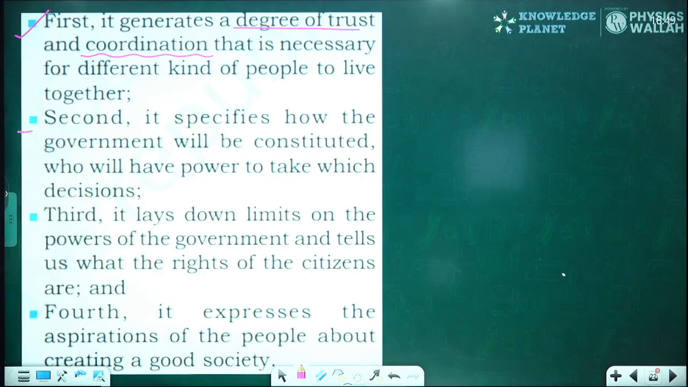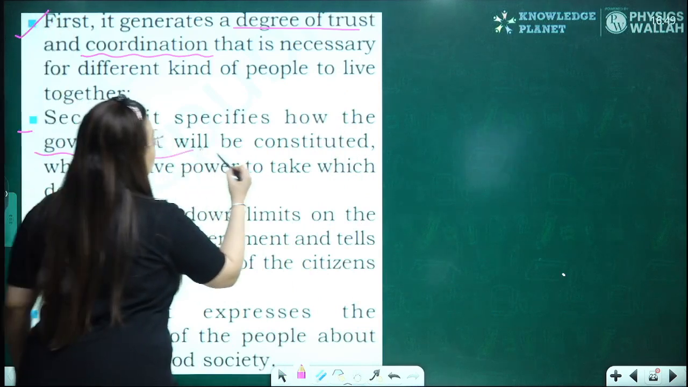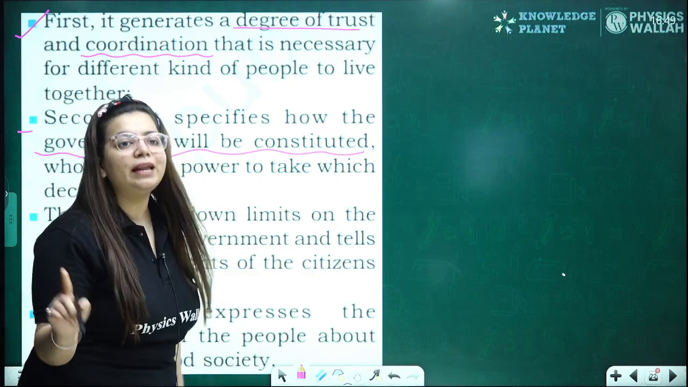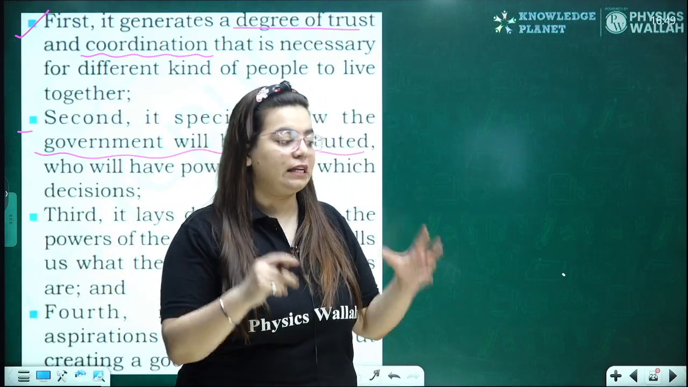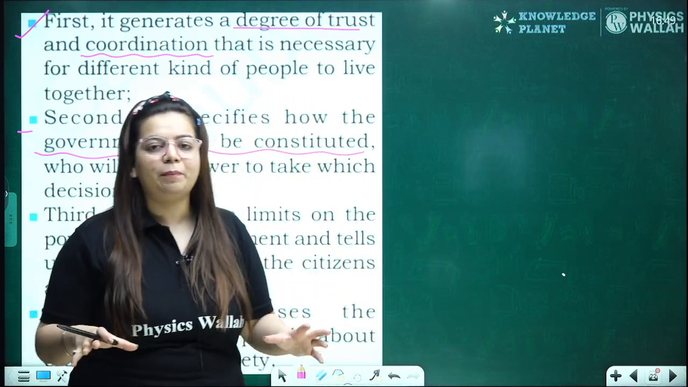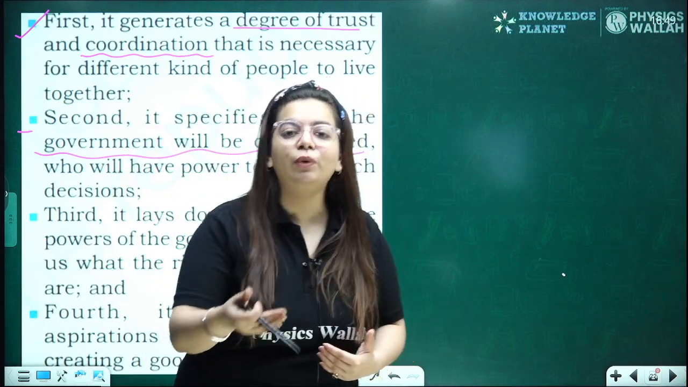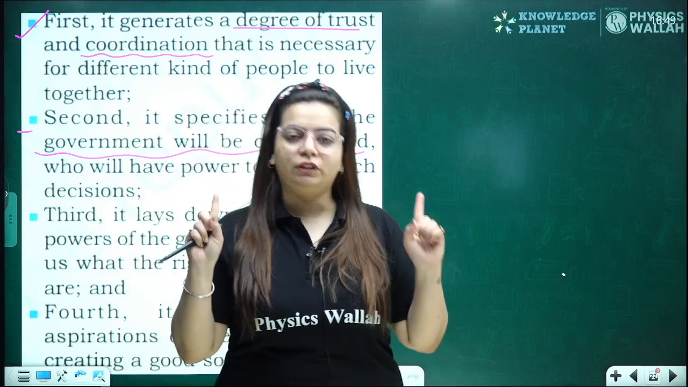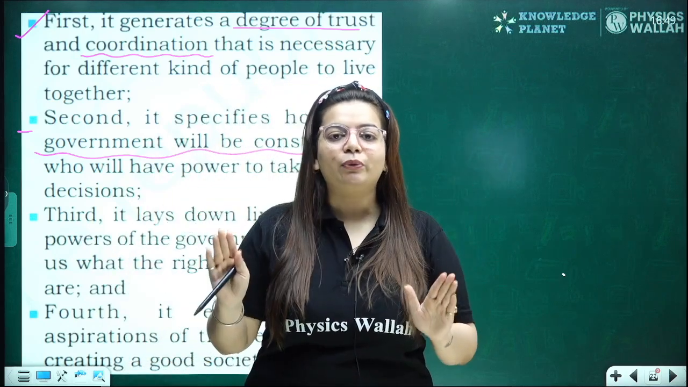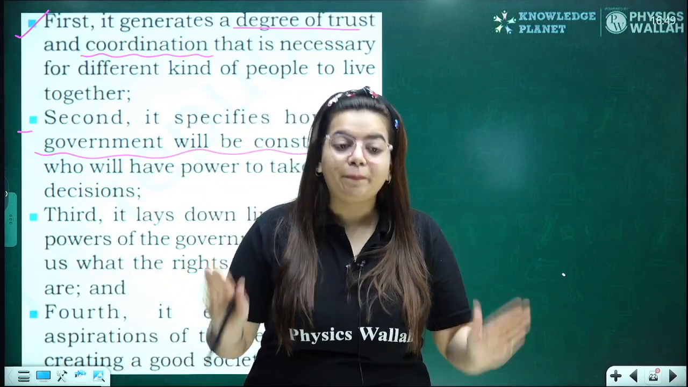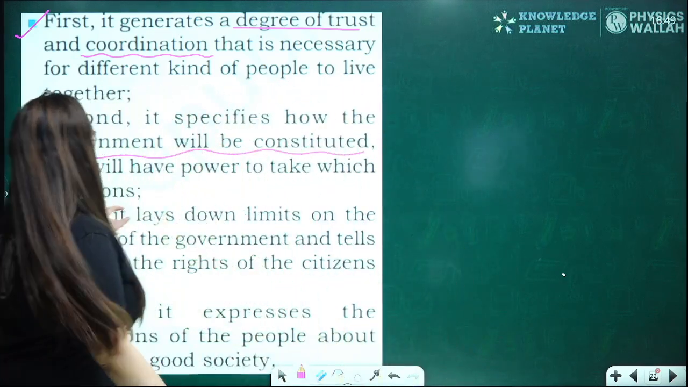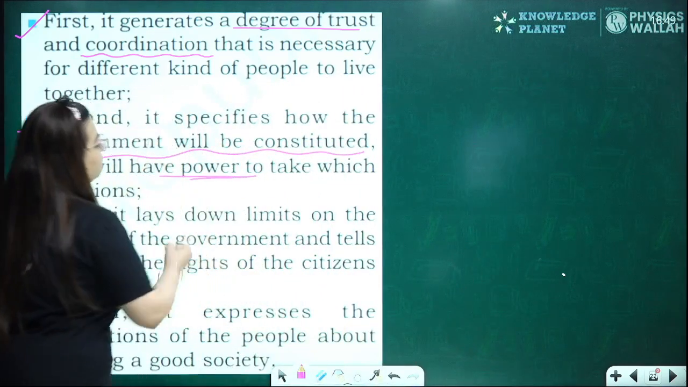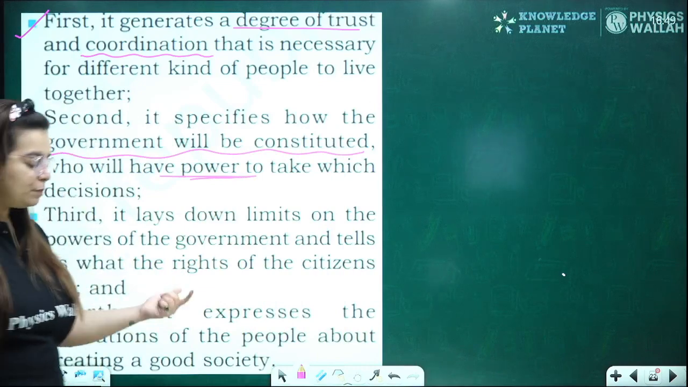Second point, it specifies how the government is to be constituted. It's not only about the citizens, it's about the rulers, the government, the ministers living in the particular country, and how the country will be governed. It is about everyone living in the particular country. Who will have the power to take which decision?